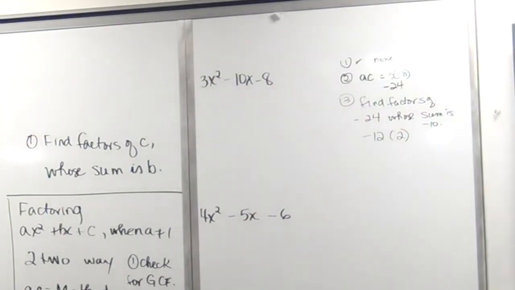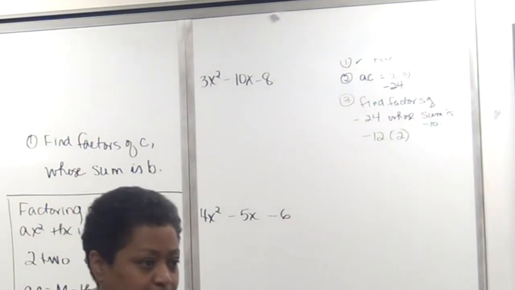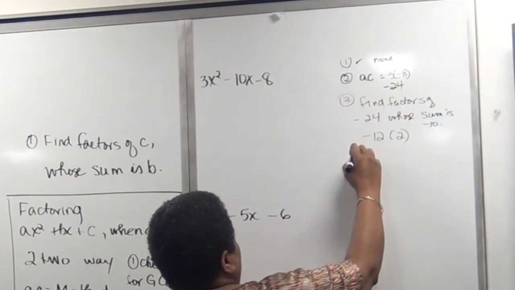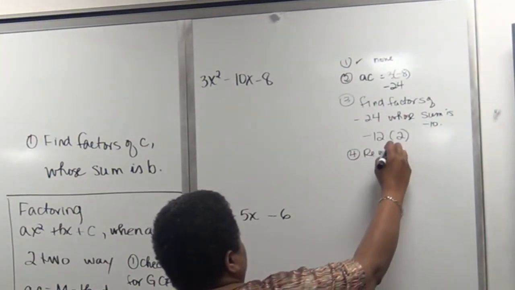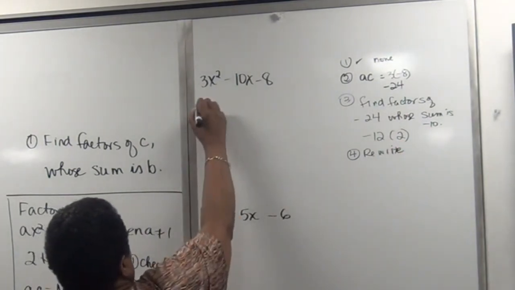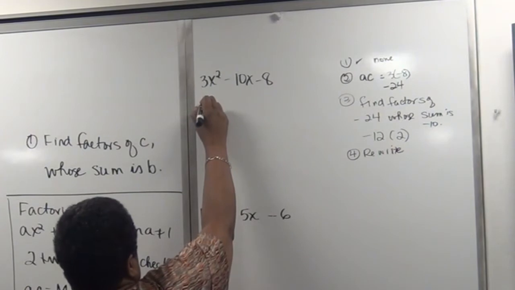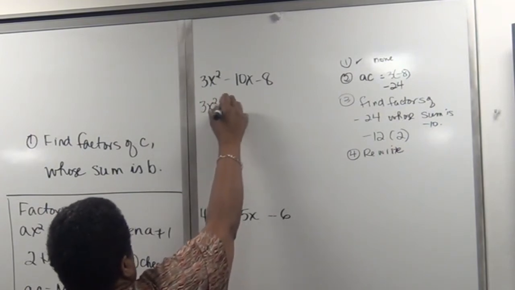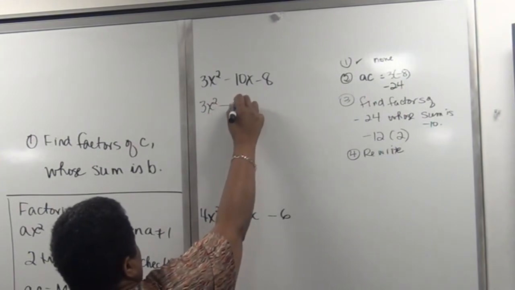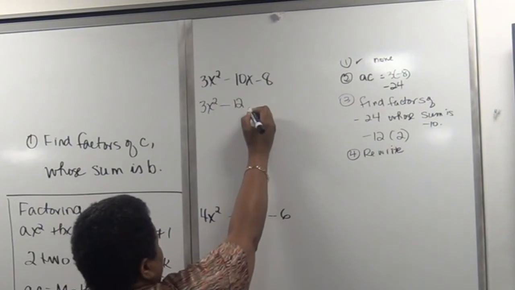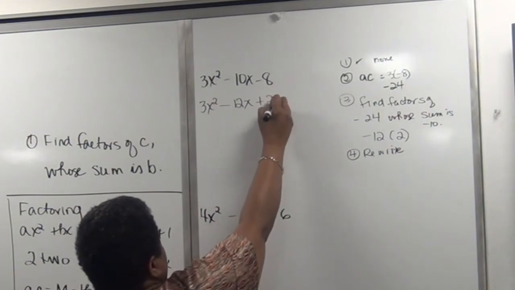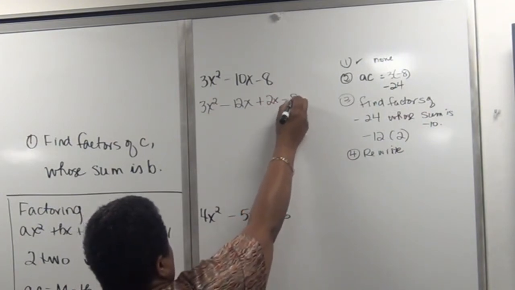When you multiply, you get negative 24. When you add, you get negative 10. All right, now what? Rewrite. So when we write this, this becomes 3x minus 12x plus 2x minus 8.